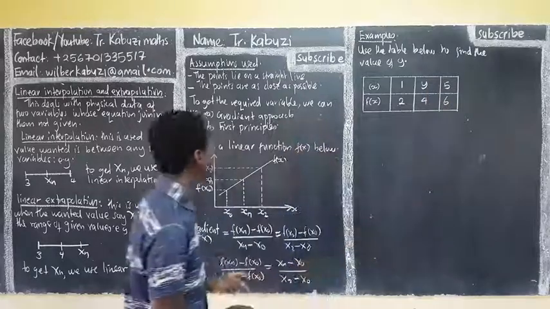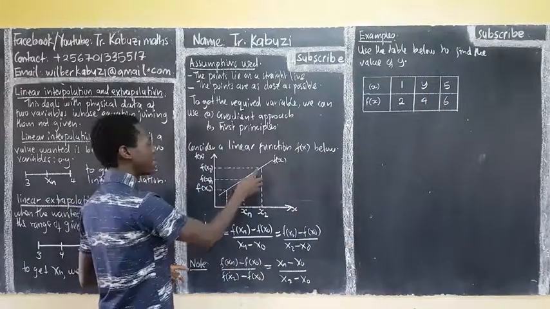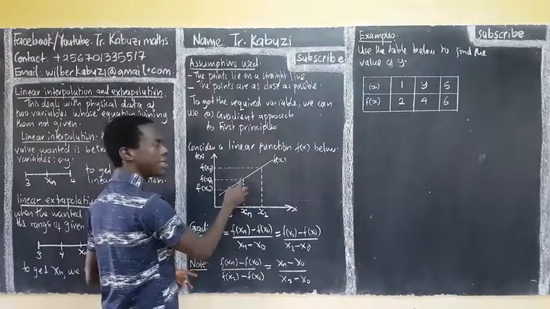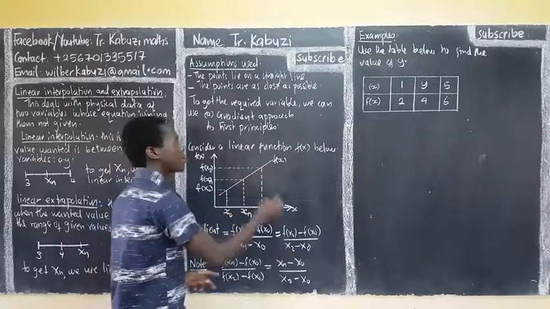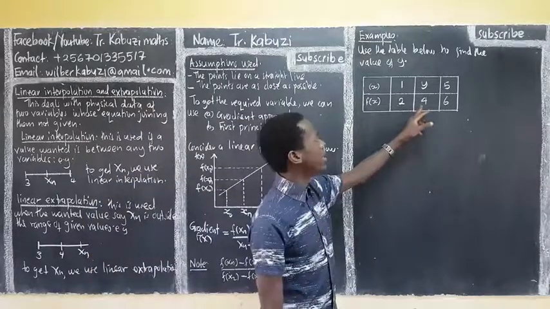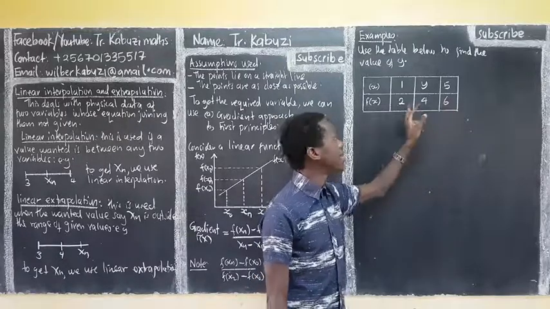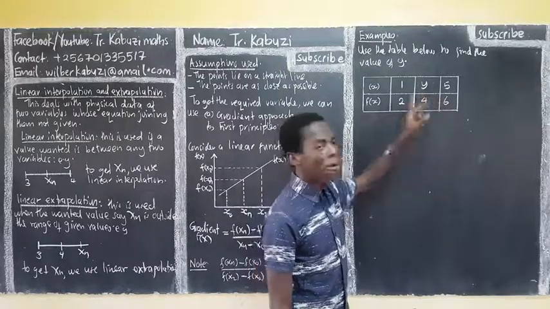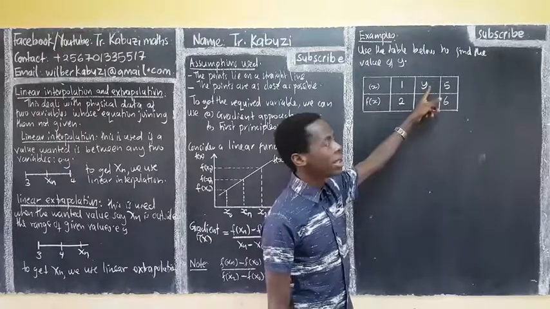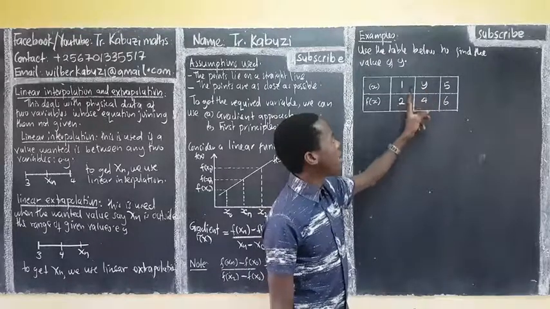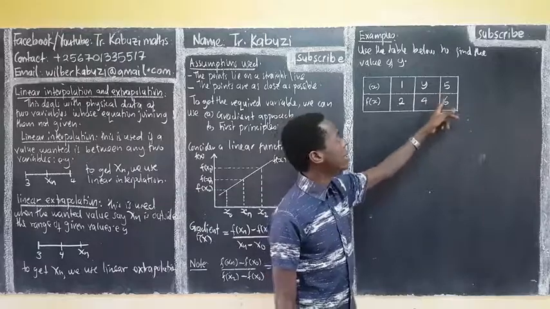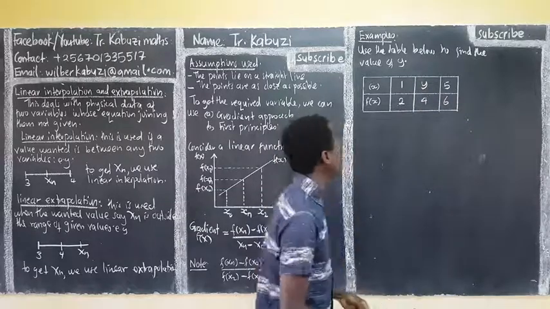So like we see, this point and this point, the gradient from here up to here is the same as from here up to here. That's why the gradient between this and this is the same gradient between this and this. But now we use the set with the unknown together with a set having two knowns, so that we can easily simplify our work.